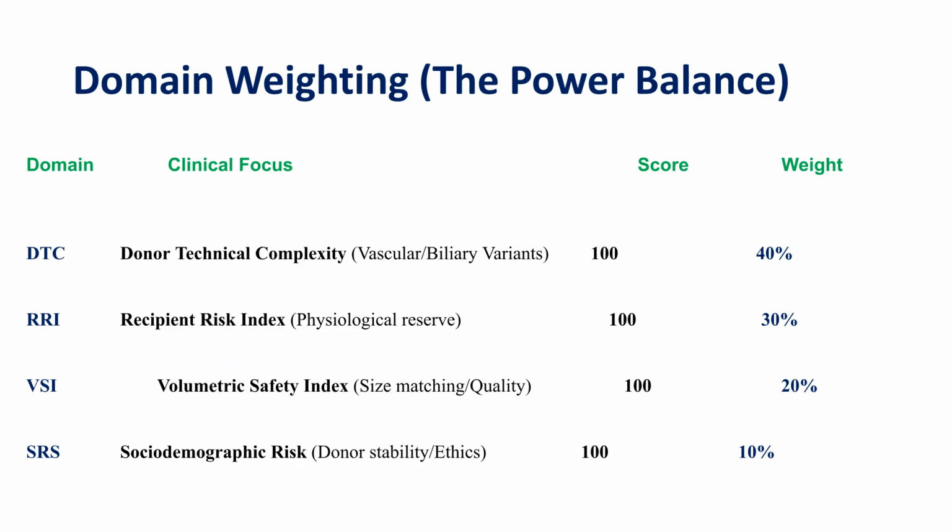The domains are weighted to reflect clinical focus. Donor technical complexity is the most critical at 40%, followed by the Recipient Risk Index at 30%. The Volumetric Safety Index accounts for 20%, and the Socio-Demographic Risk Score is weighted at 10%.